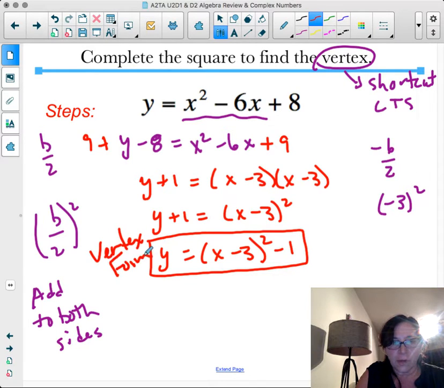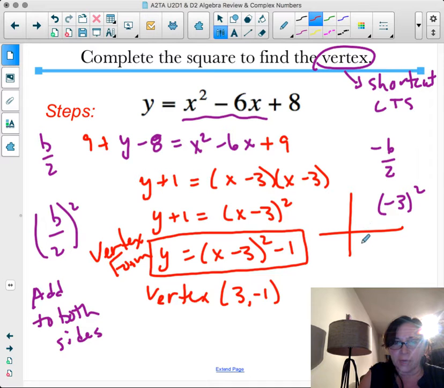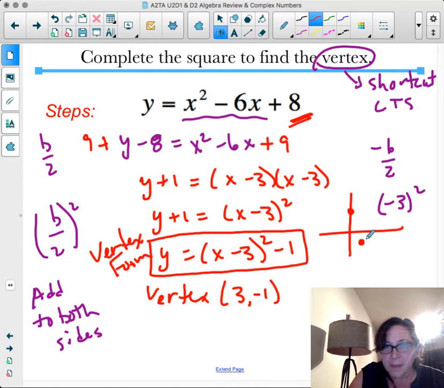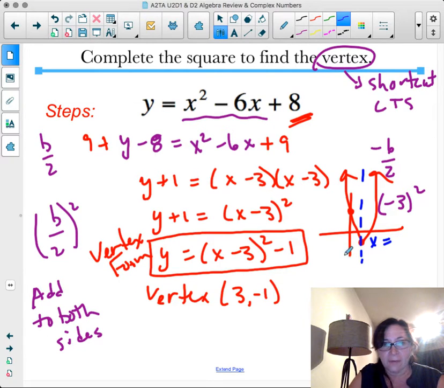And then we're going to use that to find the vertex, which is 3, -1. So when I graph this, I would go over 3, -1. I know that my y-intercept is 8, so way up here. So this is my graph, going up like that and going up like that. Lastly, I would just make sure I knew how to find the axis of symmetry. That's a line that goes through the x-axis for this problem. And the x coordinate, which is 3, x equals 3, is my axis of symmetry.